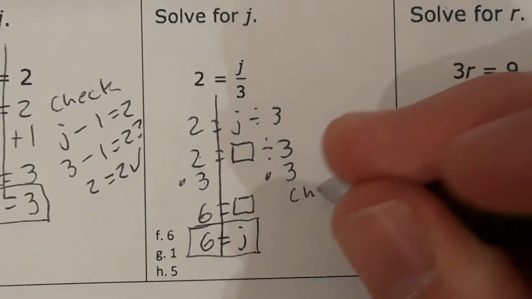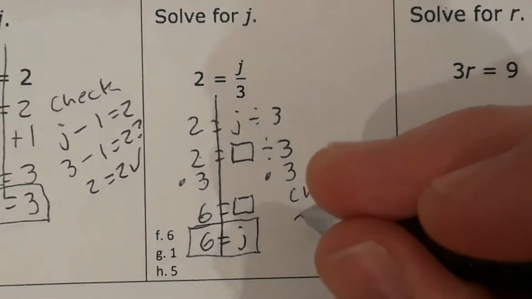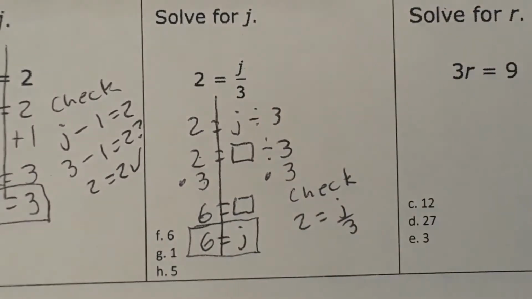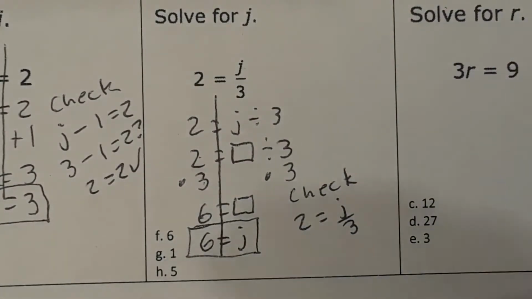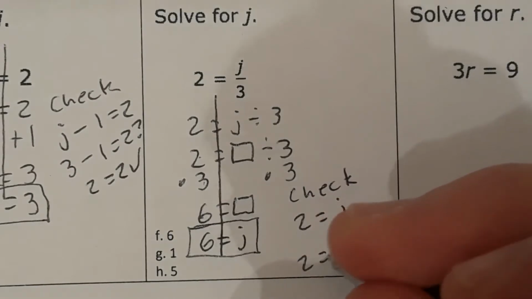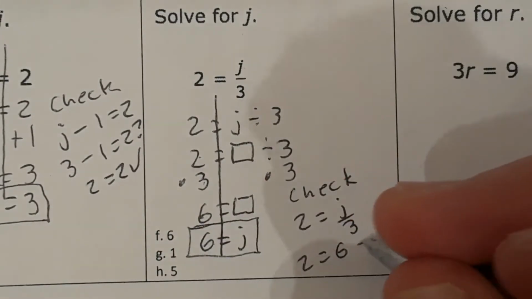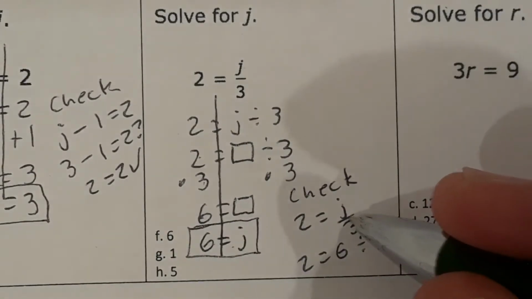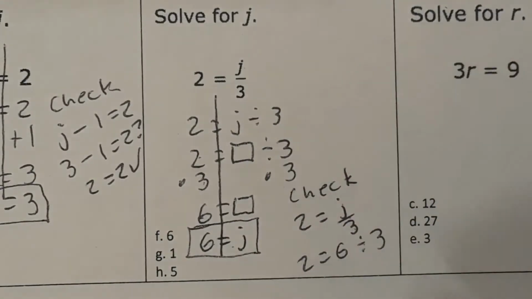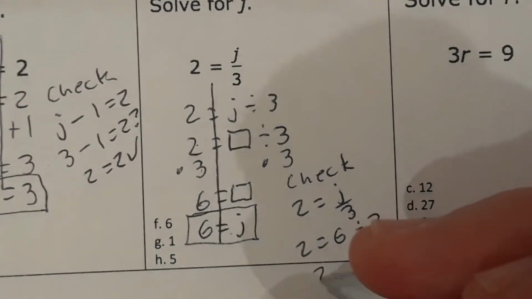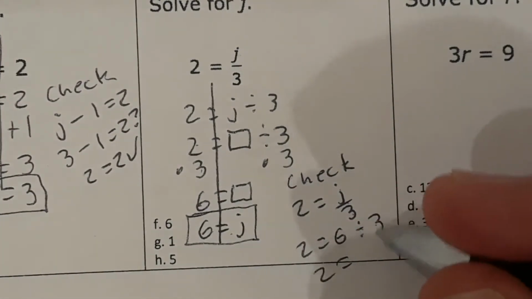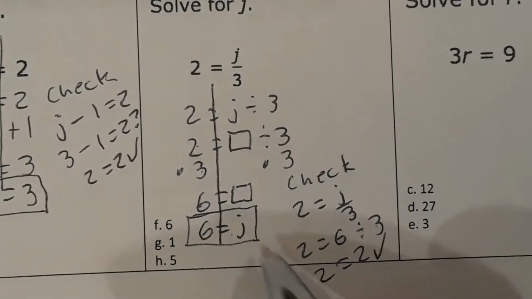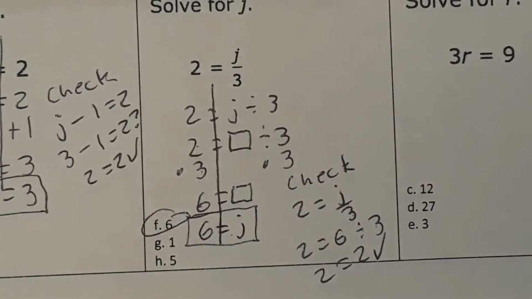Okay, check and see if that works. So check 2 equals J over 3. So I'm going to go ahead and transform this equation. 2 equals, J is now 6 divided by 3. So I just changed J to 6 from here. Divide is divide, and 3 is 3. And 2 equals 6 divided by 3 is 2, so check both sides are equal, and 6 equals J is the correct answer.